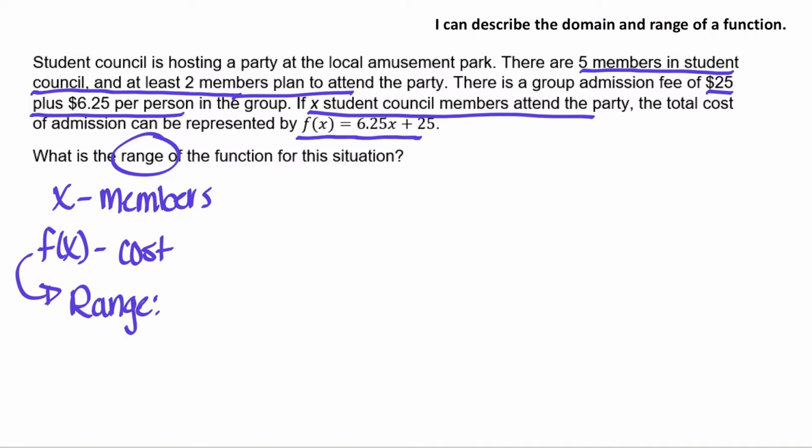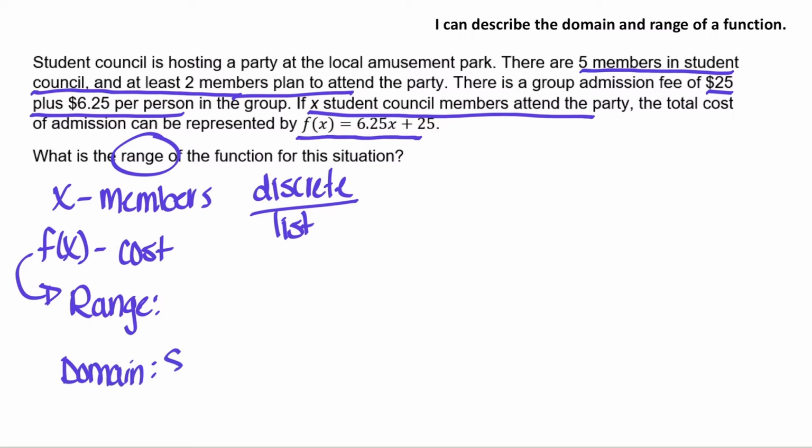So let's think about if this function is going to be discrete or continuous. Well, we're talking about X number of members. When we talk about members, you can't have half a student council member or 1/4 of a student council member. So this is going to be a discrete function. So we're going to have to make a list. So we're going to have to find the f of x values that work with the x values that are in our domain. Okay, so to figure out the range, we're going to have to write the domain first, even though the problem doesn't ask us for it.